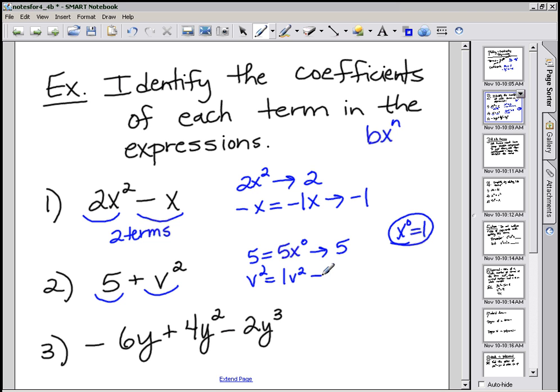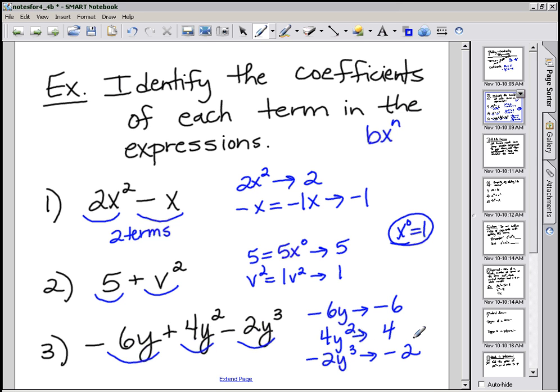Now in negative 6y plus 4y squared minus 2y cubed, there are 1, 2, 3 terms, and their coefficients are, of negative 6y, the coefficient is negative 6. Of 4y squared, the coefficient is 4. And of negative 2y cubed, the coefficient is negative 2. So notice every time that I did this, the sign in front of the expression is connected to that term, so you cannot ignore that.